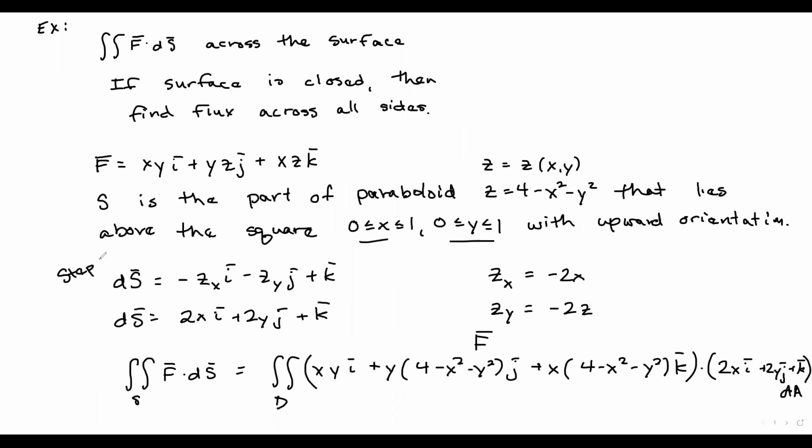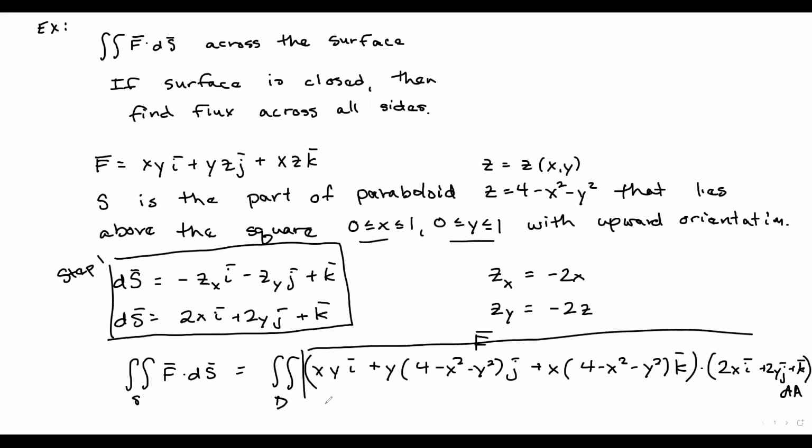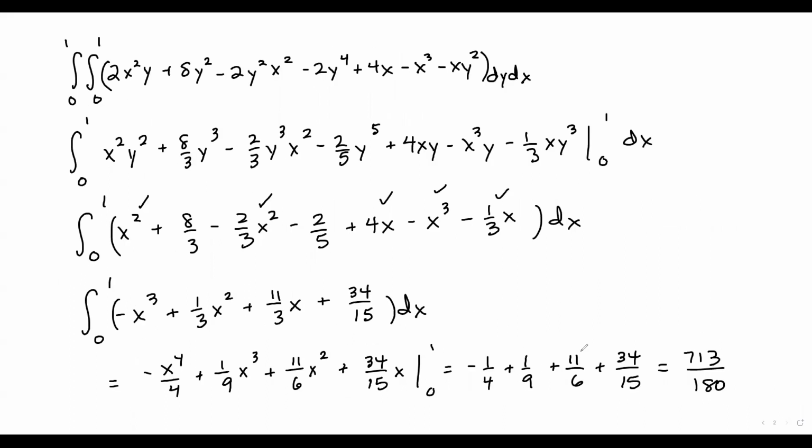So step 1, you want to go through and find dS. Step 2, we go through and construct the F dot dS. So you use your dS, but you also have to figure out what F is. Okay, step 2. And then once you've got that done, that's the hardest part. From there, it's just dot product and then just evaluating. So let's try another one.